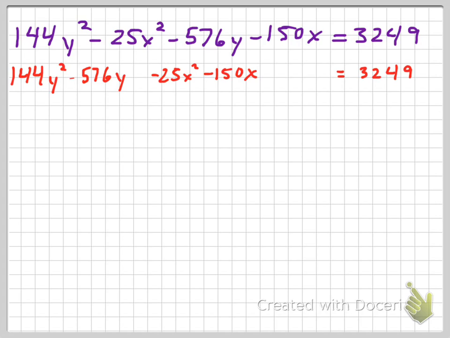Now we have to factor out the leading coefficients of each pile. So out of the y's, we're going to take out a 144. And this looks gross now, but trust me, it works out really nicely. And if you take out a 144, that factors into y squared minus 4y.